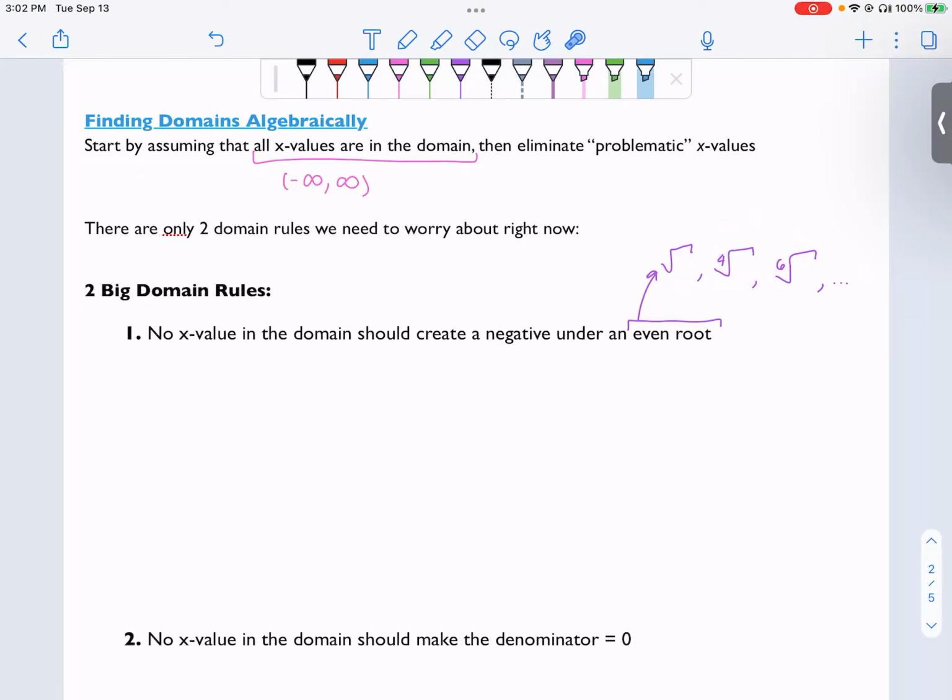In order to deal with negatives under square roots, what we do is we take anything inside of an even radical and we set it greater than or equal to 0 and solve the inequality. I'll write it down.